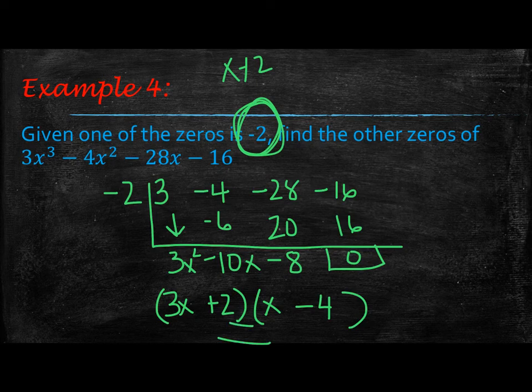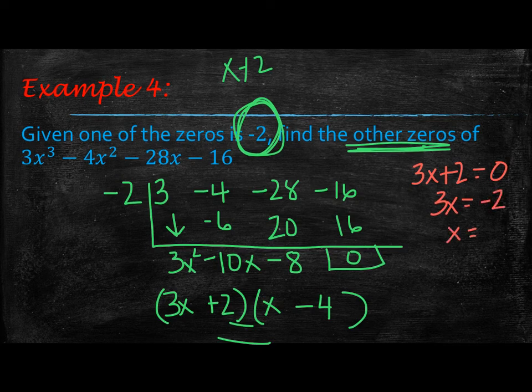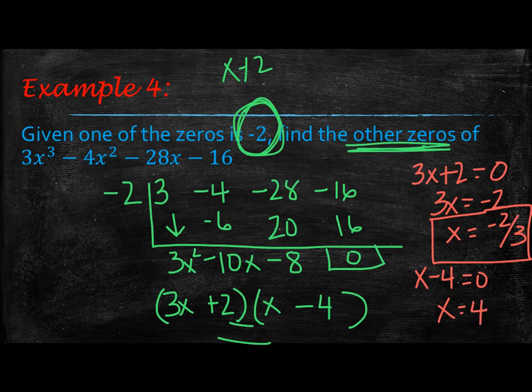Okay, so there are my other factors, but they want us to find the other zeros. That means we have to take each of these factors and set them equal to 0. So we'll do 3x plus 2 equals 0. That gives you 3x equals negative 2, so x equals negative 2/3. So there's one of the zeros. Then we take x minus 4 and set it equal to 0, which gives me my other zero, x equals 4. And so those are the other zeros for that polynomial.